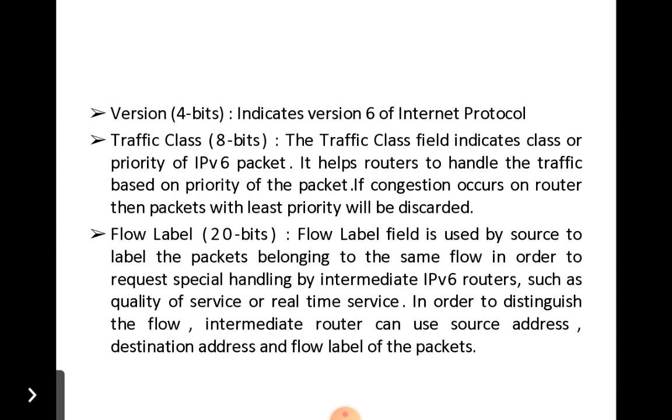Flow label. This is 20 bits. It is used by the source to label the packets belonging to the same flow in order to request special handling by intermediate IPv6 routers, such as quality of service or real-time service. In order to distinguish the flow, intermediate routers can use the source address, destination address and flow label of the packets.